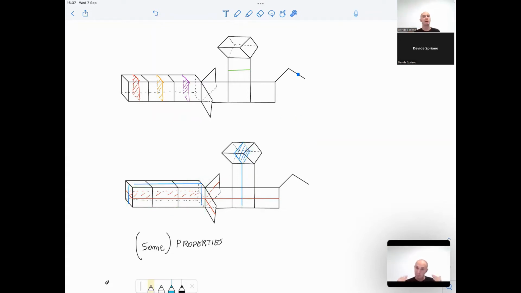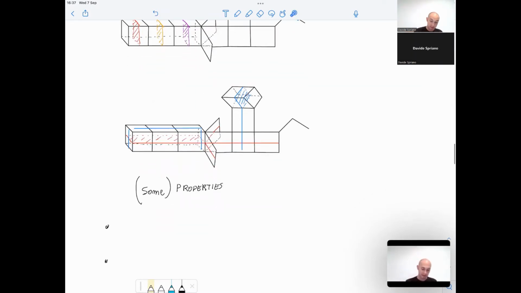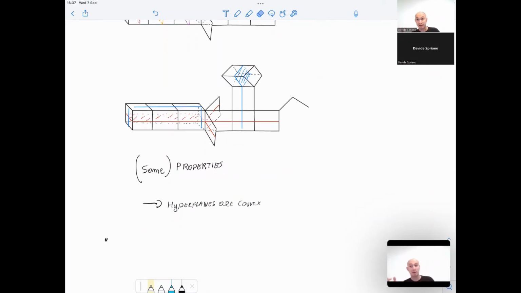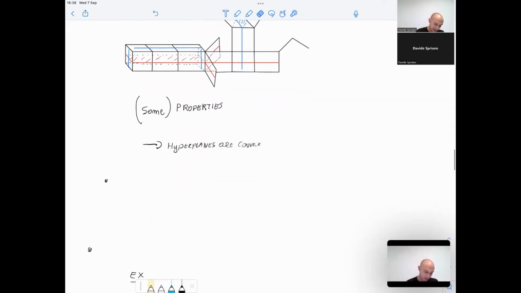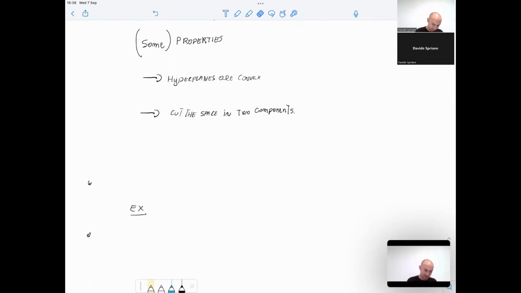Right, and hyperplanes are great, and they're really useful to understand the geometry of a space. Let me tell you some properties of hyperplanes. The first one is that hyperplanes are convex. I did not define what convex is. Essentially, for every reasonable notion of convexity you can have, hyperplanes would be convex with respect to that notion. And the other one is that they cut the space into two components. So you somehow have those walls that are very well behaved. They really cut the space in two and are convex.